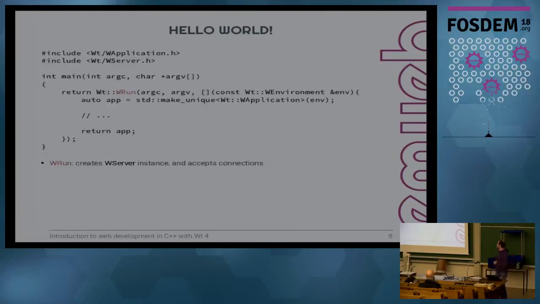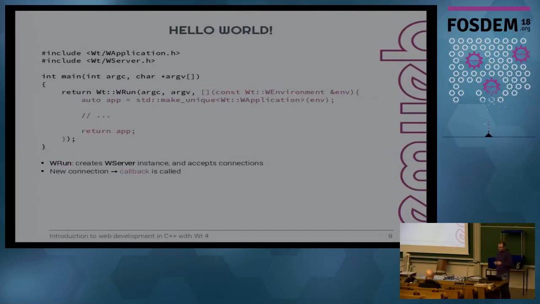So of course, every C++ application starts with a main function. And in our main function, we're going to create a WServer instance using the special WRun function. This WRun function takes your command line arguments and configures the server with them, like which port to listen to, stuff like that. And then it starts accepting connections. And when it gets a new connection, it calls this callback.